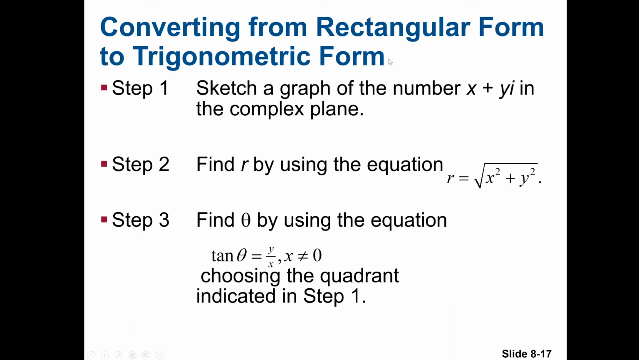So, converting from rectangular form to trigonometric form. Step 1, sketch the graph of the number x plus yi in the complex plane. Step 2, find the radius by using the Pythagorean equation. Step 3, find theta by using the equation tangent of theta equals y over x, where x cannot be 0, choosing the quadrant indicated in step 1.